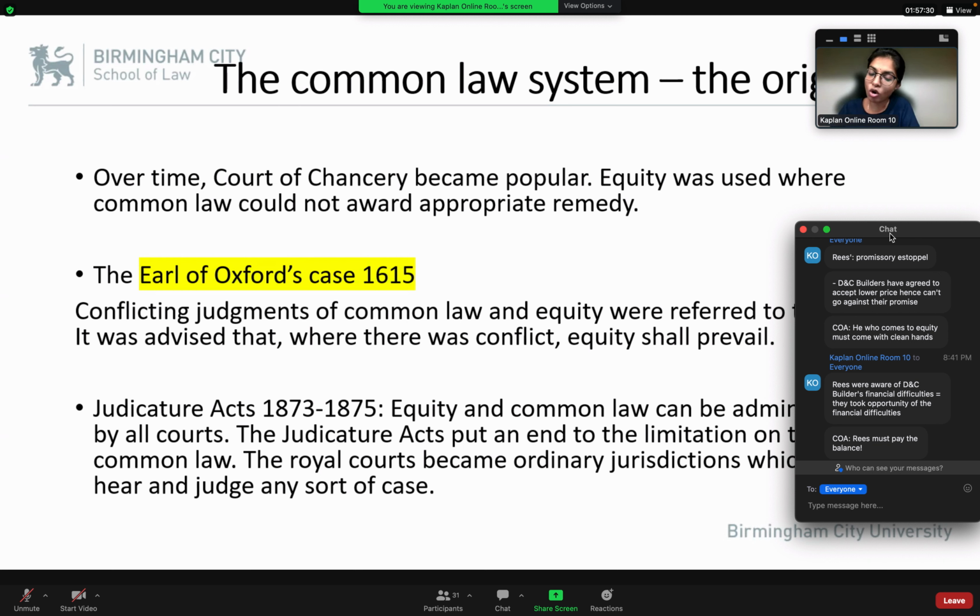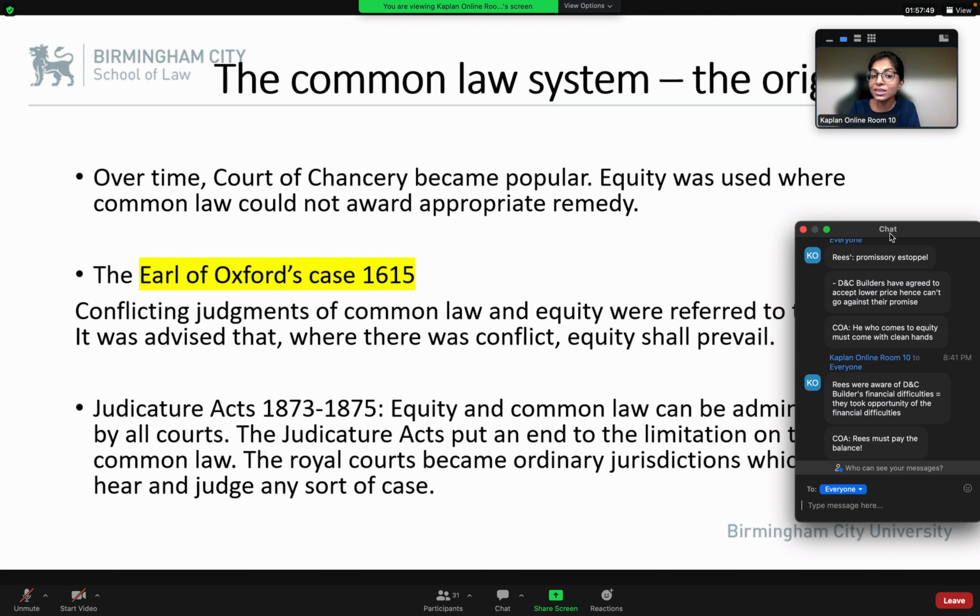between equity and common law, what shall prevail? And the king says equity must always prevail. And the reason why the king at that time, in 1615, said equity must prevail is because equity is based on justice, equity is based purely on fairness.